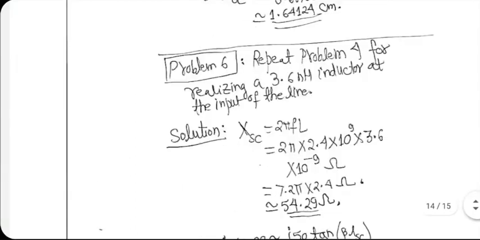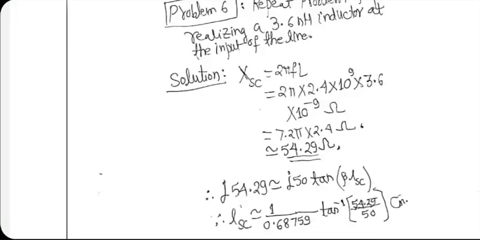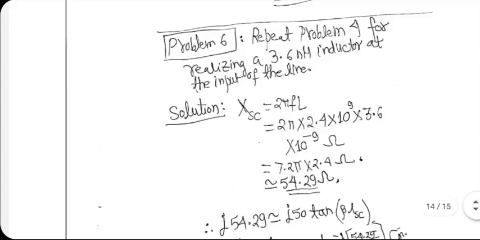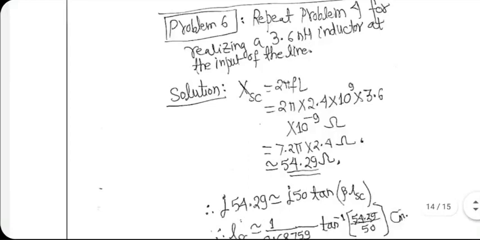Okay. Now we can repeat these problems for realizing inductors also. For instance, repeat problem 4 for realizing a 3.6 nanohenry inductor at the input of the line. So on the right hand side, you get the same thing as you got in problem 4. But on the left side, now you'll have plus J 2 pi FL. F is 2.4 gigahertz. L is 3.6 into 10 to the power minus 9 Henry. Put it all together. The input impedance requirement now is plus J 54.29 ohm.